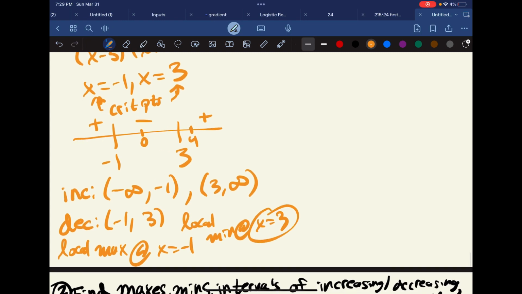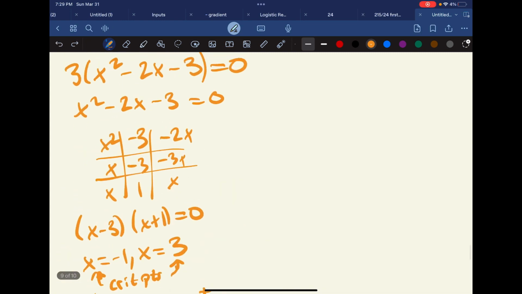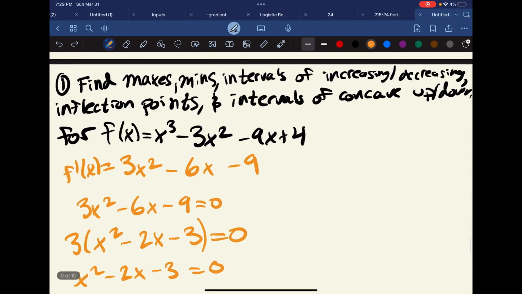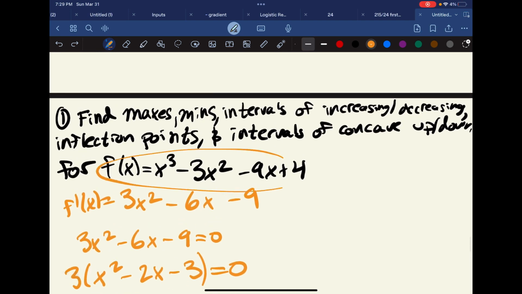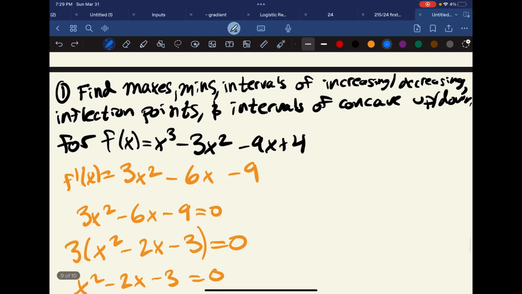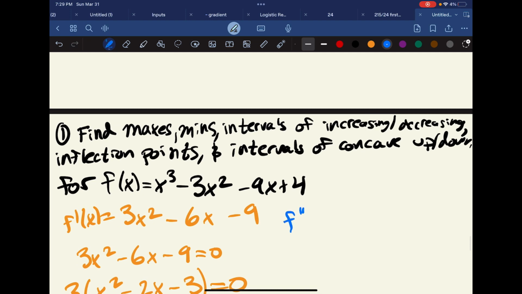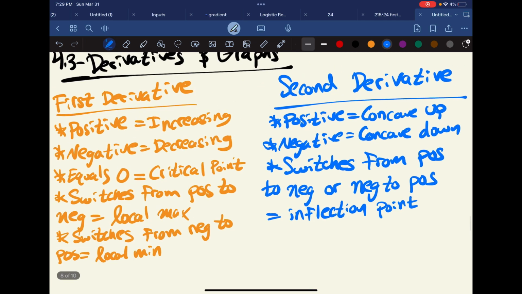You could plug this x value into f of x, regular f of x, to get the value of our maxes and our mins, but for the sake of time, I'm not going to be doing that. So we've extracted all the information we can from our first derivative. We got our maxes, we got our mins, we got our intervals of increasing and decreasing. Now everything else is going to come from our second derivative test.